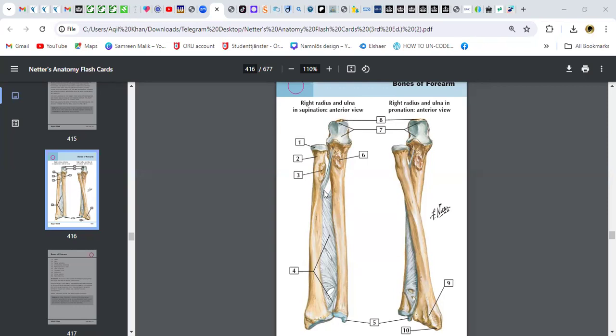The one on the posterior view will be the posterior compartment of the forearm, and this is the anterior compartment of the forearm. All the flexor muscles of the forearm will be attached here on the radius and ulna, and all the extensor muscles will be attached on the posterior side, on the posterior compartment of the radius and ulna. And what else I can tell you, that both radius and ulna have styloid processes. This is the styloid process of the ulna, whereas this is the styloid process of the radius. But most important, you have to learn.